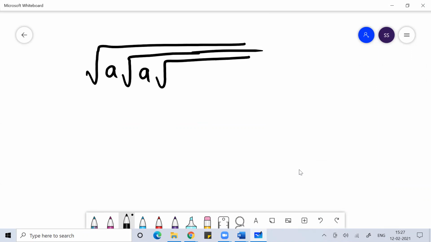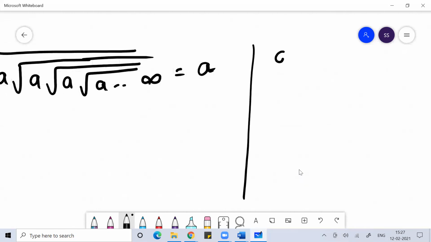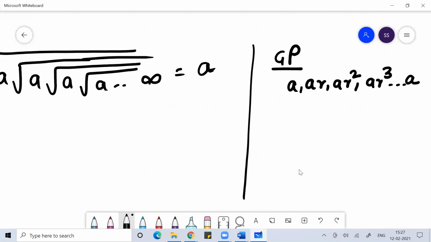Okay, so if I'm asking you root a under root a under root a under root a till infinity, your answer is a only. So the question arises, why a? For this you need to know GP. I hope everyone knows GP, geometric progression. When the number increases or decreases with a common ratio, that is called GP.